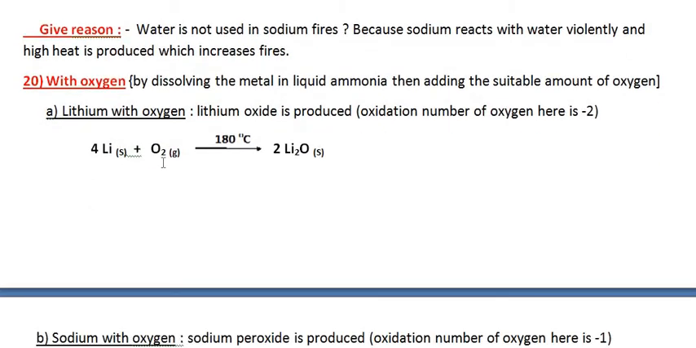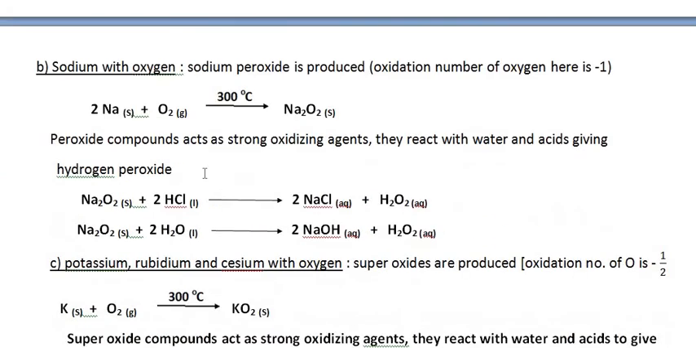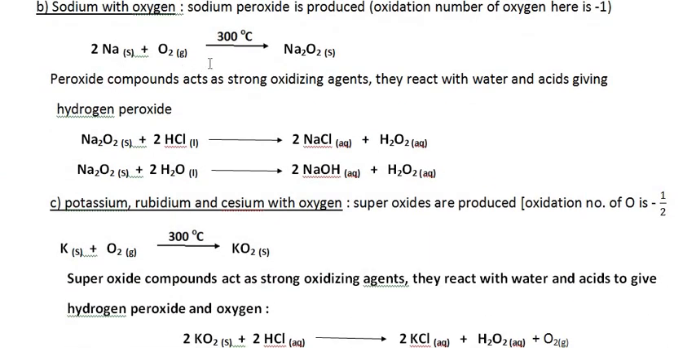Lithium reacts with oxygen at 180 degrees Celsius to form lithium oxide. Sodium reacts with oxygen at 300 Celsius to form sodium peroxide, Na2O2. Sodium peroxide reacts with acid and with water to form hydrogen peroxide. And here sodium chloride, and here is sodium hydroxide with water.